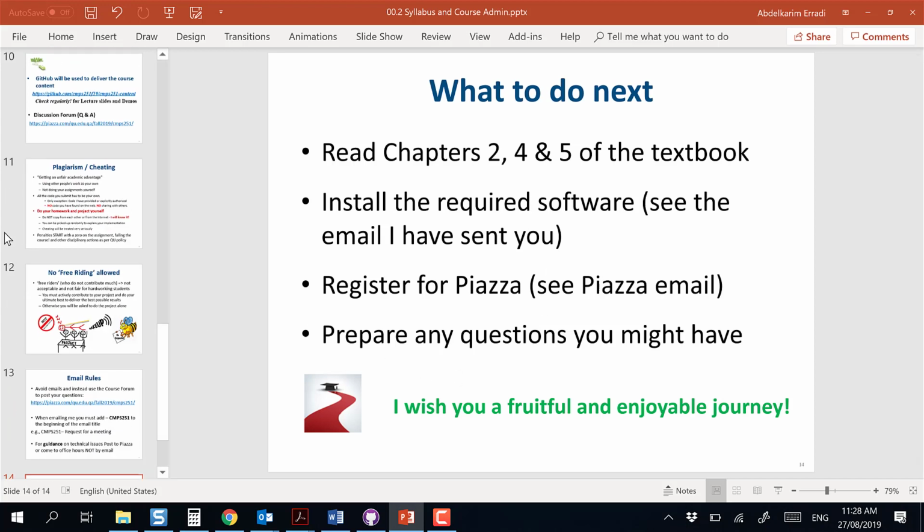In Piazza, do we have to register to the room after we sign up?